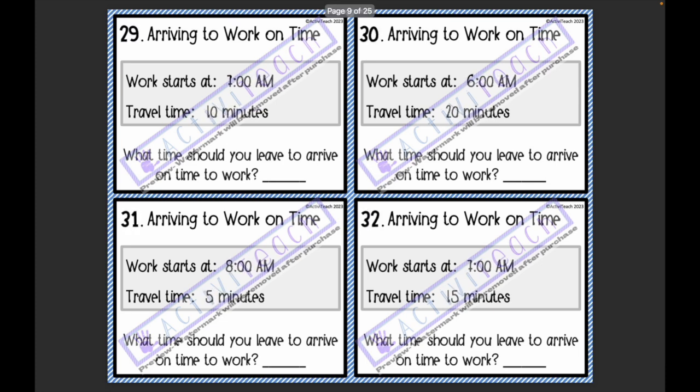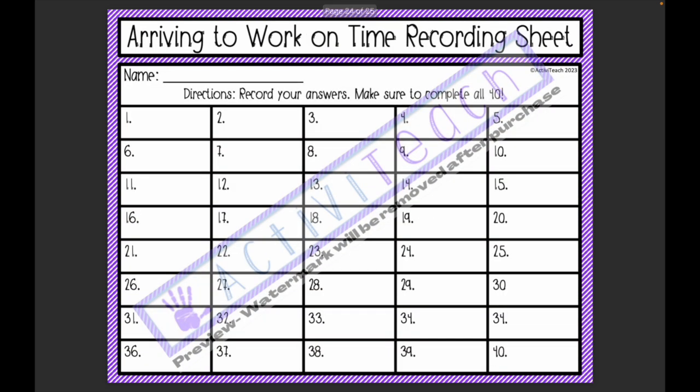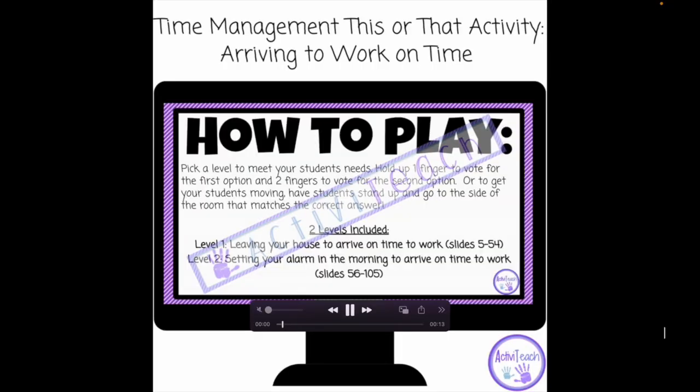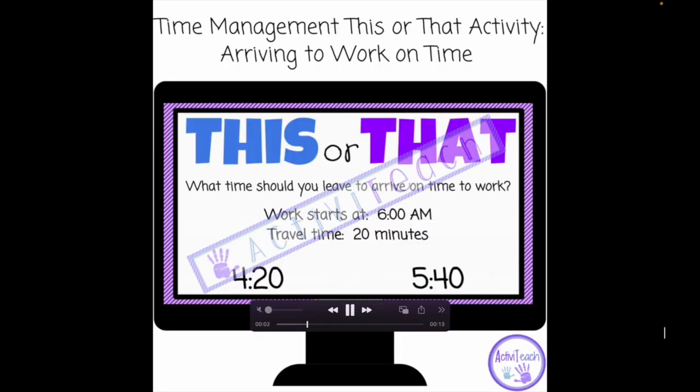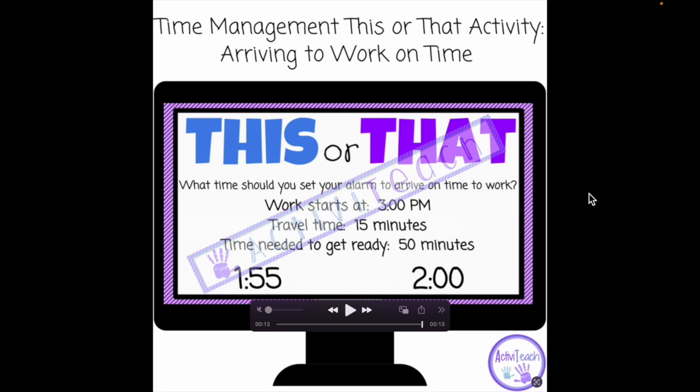Next, I have task cards, which can also double as a scavenger hunt or write the room activity. What I like to do is cut these cards apart, and then I go and hide them all around the classroom. I tape them to walls, under desks, and so on. And students will use the provided recording sheet to record their answers. Next, we have time management this or that. So students will read the scenario, and then they will go to the side of the room that matches the correct answer. I love this activity because it gets students out of their seats.